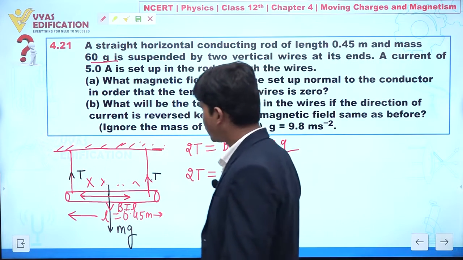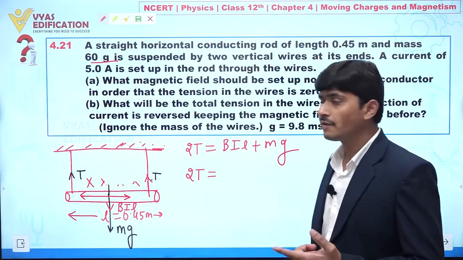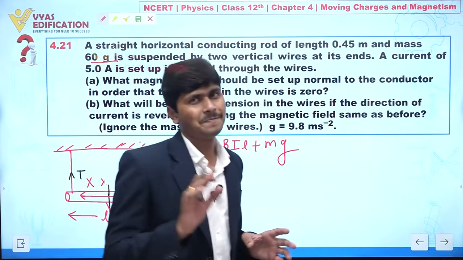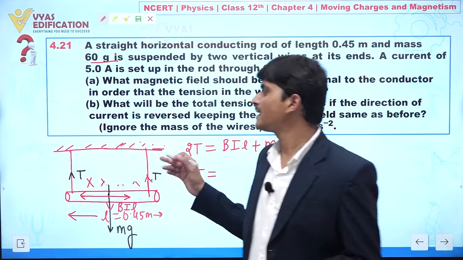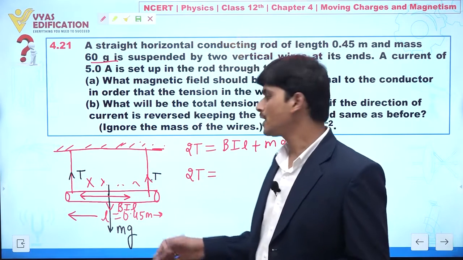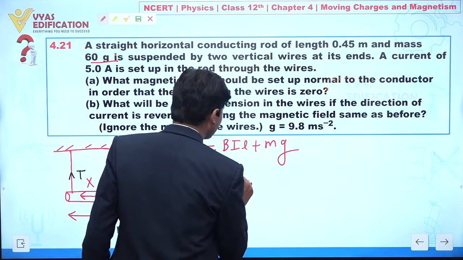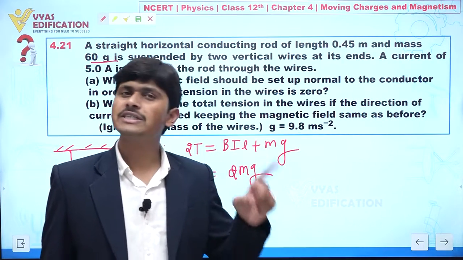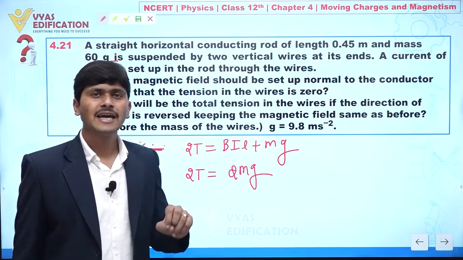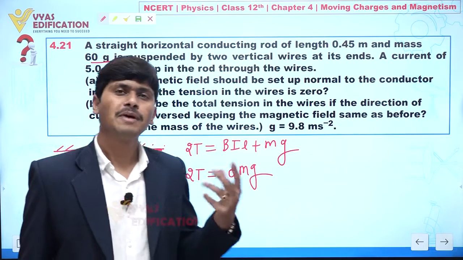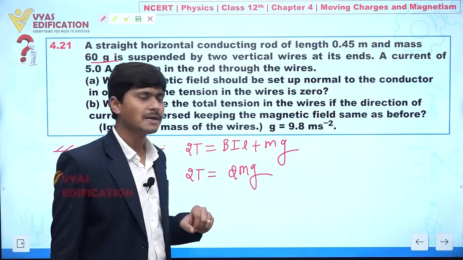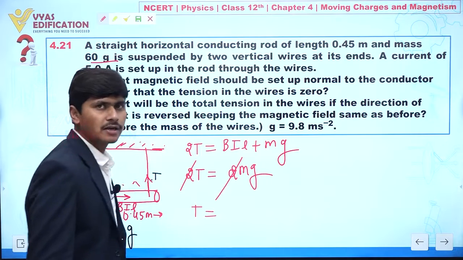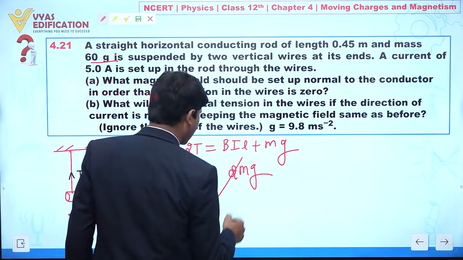If we look at part number A, in part number A you can say mg is equal to BIL. Clear? Due to which we are getting tension 0. Now actually we can also write like this: this is equal to twice mg. Why? Because BIL is equal to mg. We are not changing the magnetic field, we are not changing the current, we are just changing the direction of the current, but magnitude wise mg and BIL should be the same. Clear? So from here we can say this one and this one cancel out. So the value of tension T. Clear? Value of tension T is given by m.